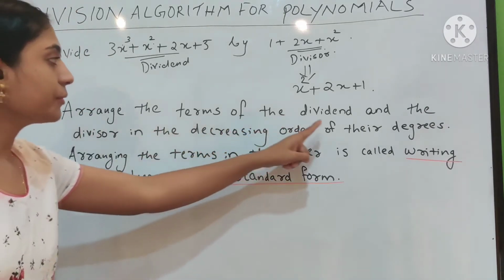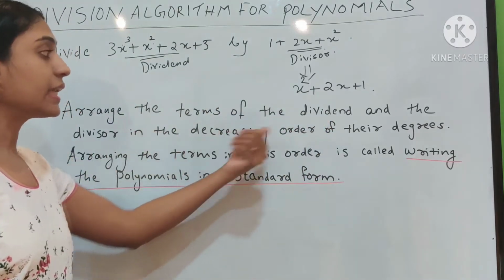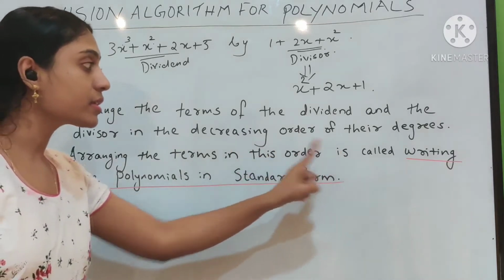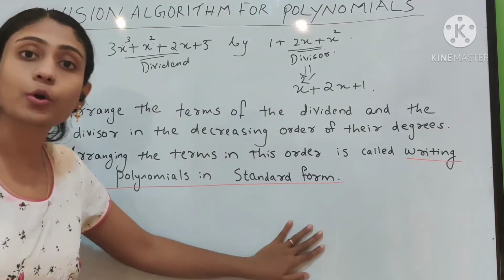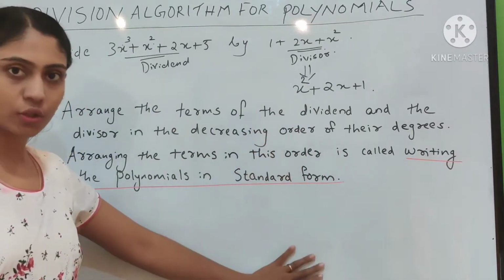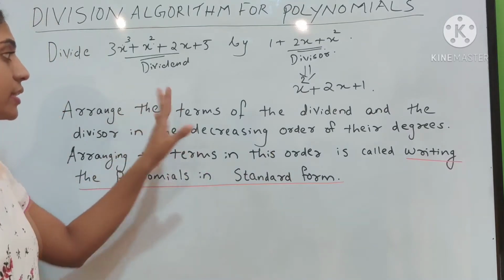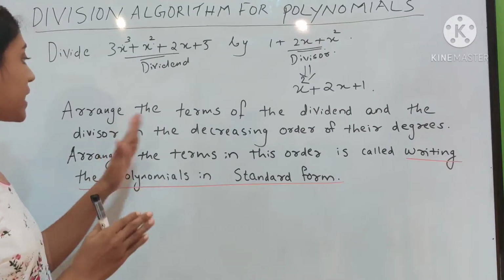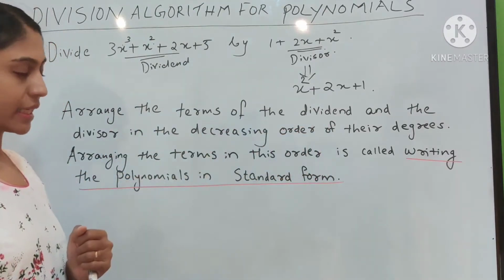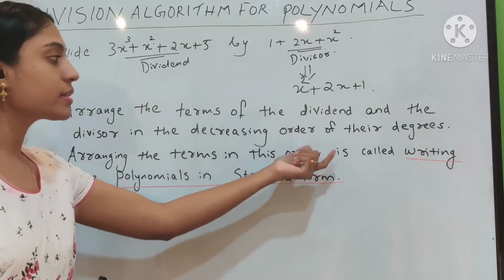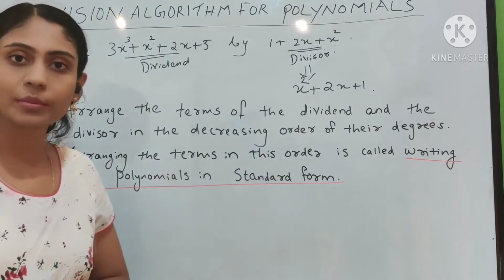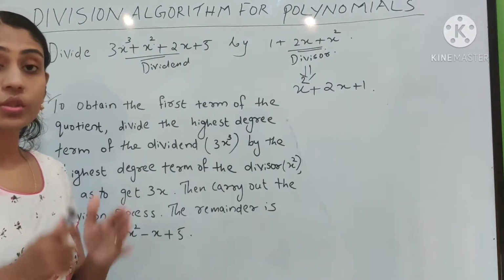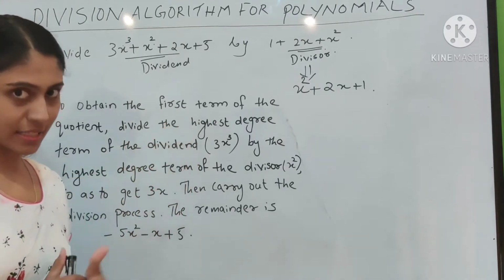So before performing division, please write this in your notebook. Arrange the terms of the dividend and the divisor in the decreasing order of their degrees, and arranging the terms in this order is called writing the polynomials in standard form. Please write this in your notebook. Once more, arrange the terms of the dividend and the divisor in the decreasing order of their degrees. Arranging the terms in this order is called writing the polynomials in standard form. Written? Okay.